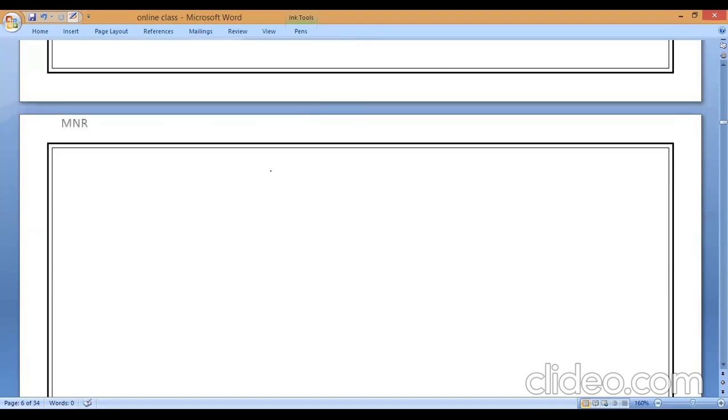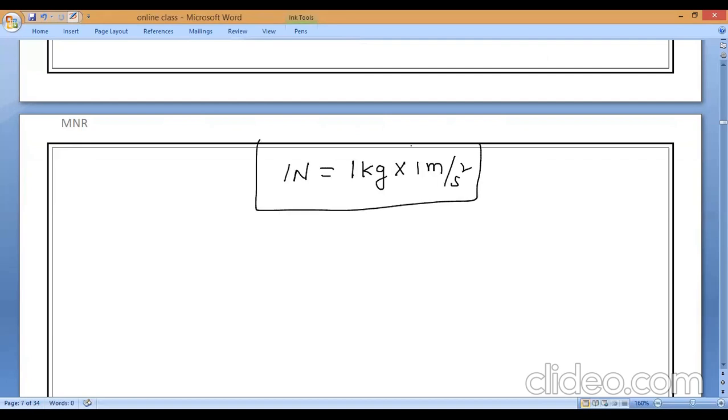As we know, 1 Newton is equal to 1 kilogram into 1 meter per second square. Is it yes or no? We already know this very well; I taught it since chapter 1. Whenever we get Newton, we can write kilogram meter per second square. So in the SI system, the absolute unit of force is Newton, and 1 Newton is equal to 1 kilogram meter per second square.